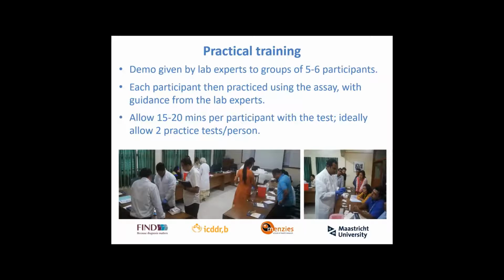It's very important to do this in small groups so that they can interact with the trainers, and they can also talk with and help each other. Next slide, please.